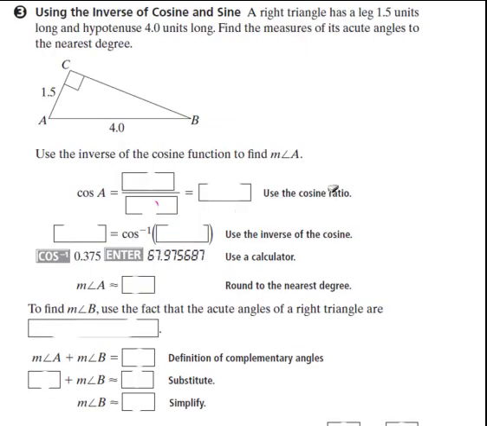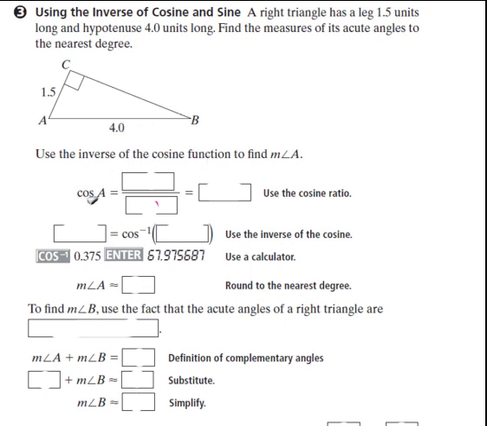All right, one more example here. Using the inverse, just like we did with tangent, we can do the inverse of cosine and sine as well. So here we have a right triangle. One leg is 1.5, the hypotenuse is 4, and they want to find the measures of its acute angles to the nearest degree. So anytime we're finding the angle instead of the length, we're going to have to use an inverse function, right? Because we're going to be solving for the angle in here instead of using that angle to solve for one of the sides in the ratio.